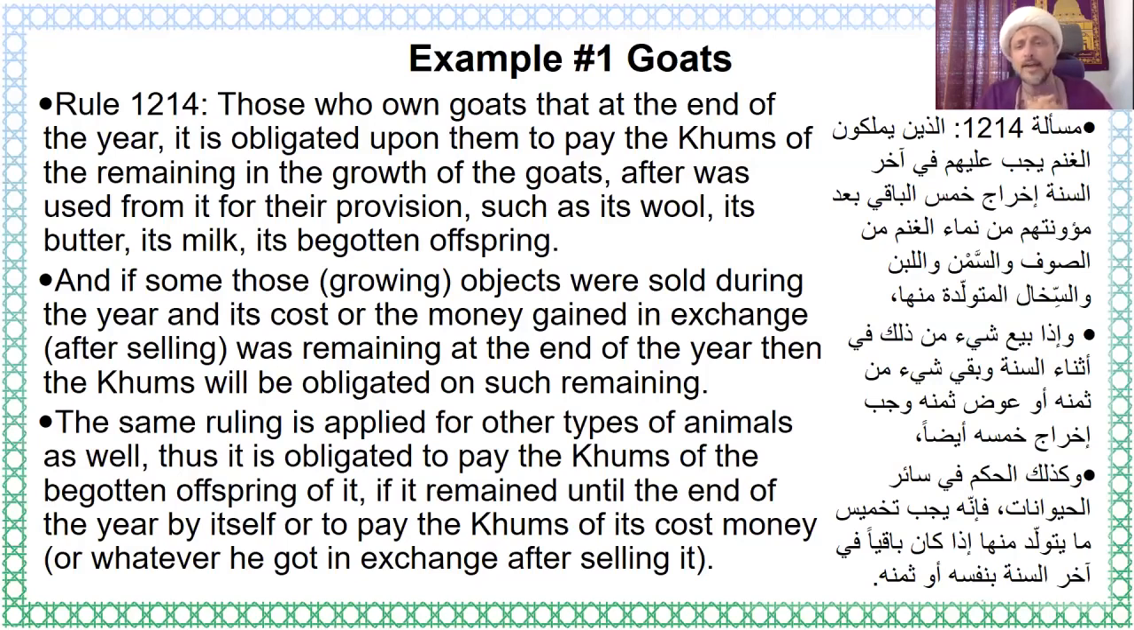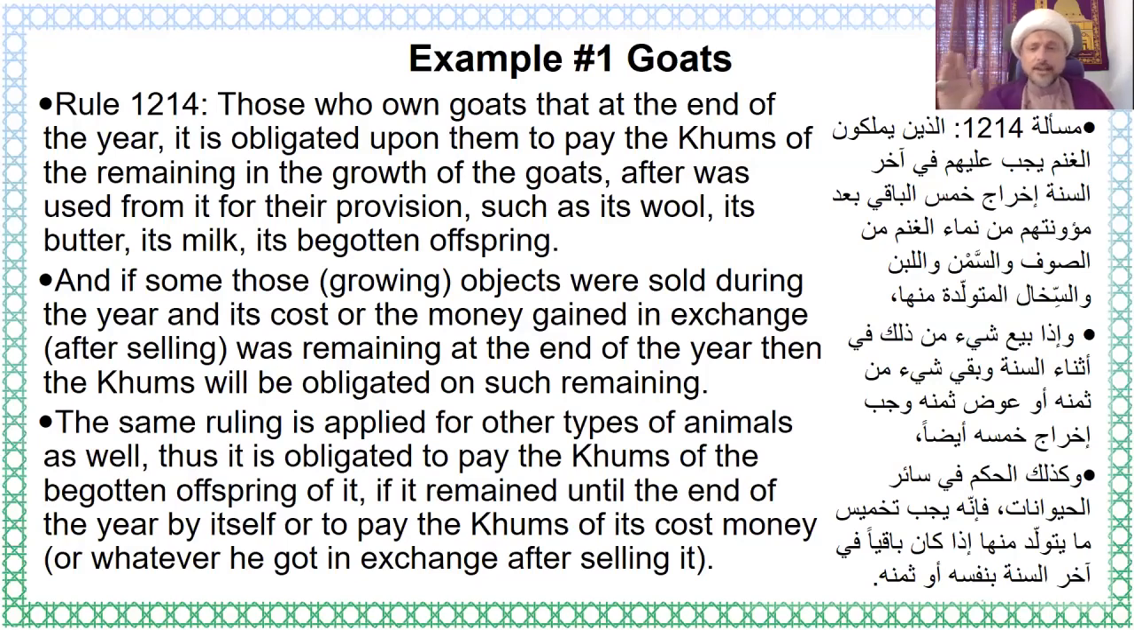And if something of those was sold during the year, and the money or the compensation of it was remaining at the end of the year, it is obligatory to pay its khums also. Why? Because that's the remaining, that's the excess, what has exceeded from your annual provision, annual expenses.